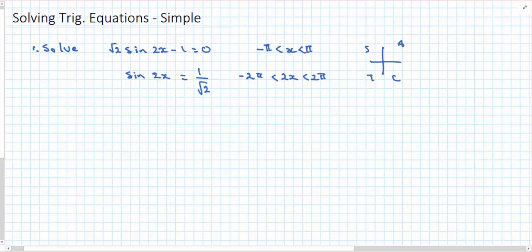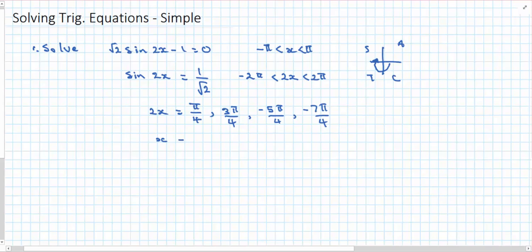Now I know sine of pi on 4 is 1 on root 2. So 2x equals pi on 4. That deals with the solution being in the first quadrant. The second quadrant would be pi minus pi on 4, so that would be 3 pi on 4. And then going around to negative 2 pi would mean turning clockwise. That would take me to negative 5 pi on 4, and then back into the first quadrant would be negative 7 pi on 4. So that's for our 2x.